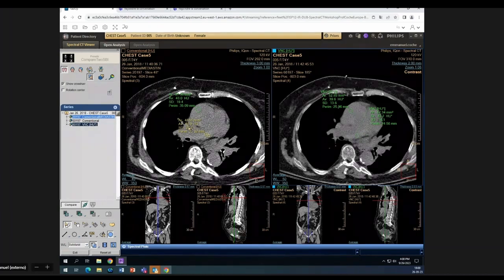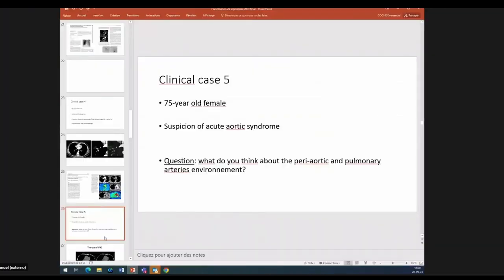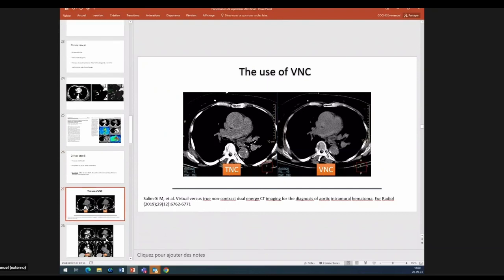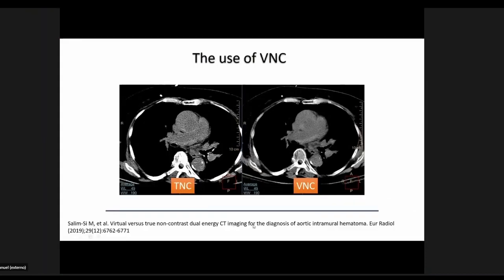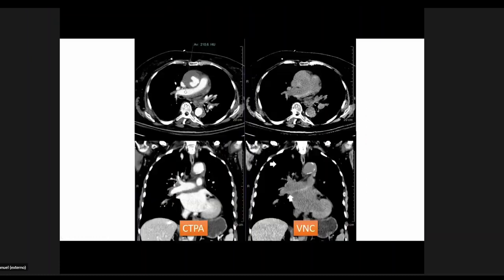So what is the explanation of that? The explanation is the following. It has been published by several authors, and Salim Mohamed is from Lyon. He did a series about virtual versus true non-contrast dual energy CT imaging for the diagnosis of aortic intramural hematoma. And they conclude that virtual non-contrast is very useful in emergency conditions.